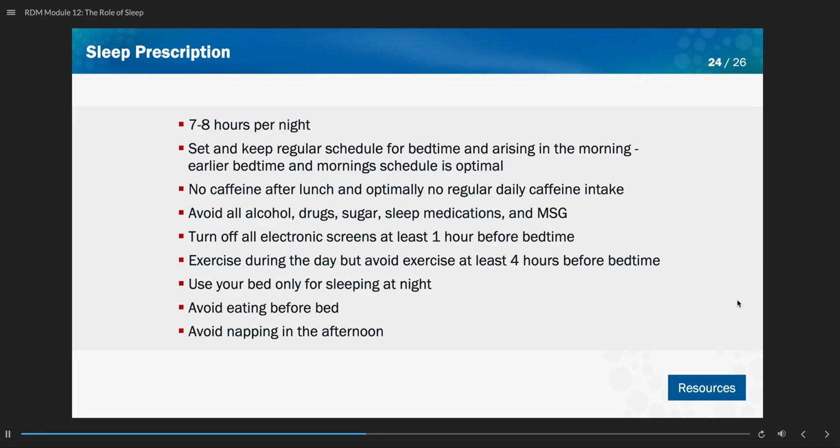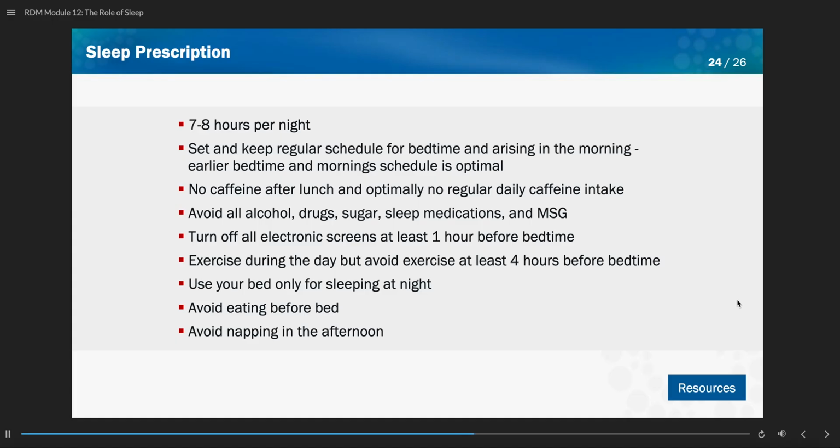As we all know, caffeine should be limited, especially after lunch, and optimally, we should not consume any regular daily caffeine because it interferes with that homeostatic mechanism as we saw earlier in the presentation. I also recommend avoiding all alcohol, drugs, sugar, including sleep medications that may help put people to sleep, but they don't allow them to go into those deep restorative aspects of sleep. And then finally, other things like MSG, which can be stimulating to neurons.